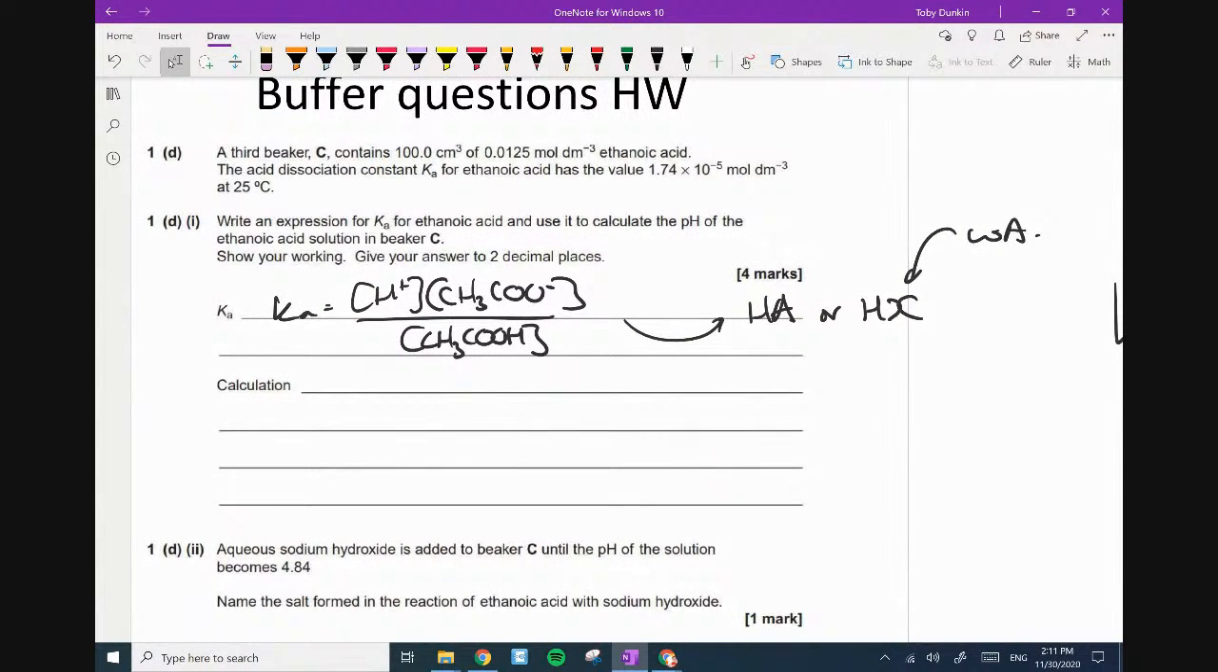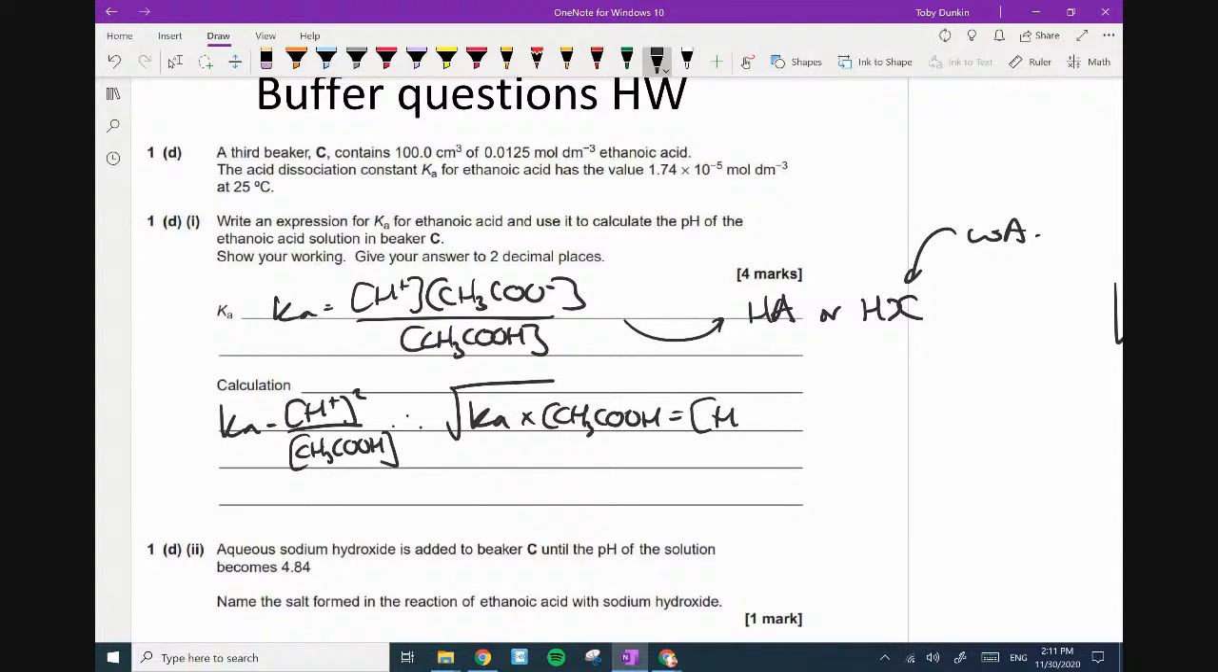Okay. Calculation, write an expression. So this is just a weak acid calculation. That's all they're asking. So I can now use my Ka expression equals H plus squared over the ethanoic acid concentration. I'm going to reorganize this. Therefore, H plus equals root Ka times the ethanoic acid concentration. That's going to give 1 mark right there.